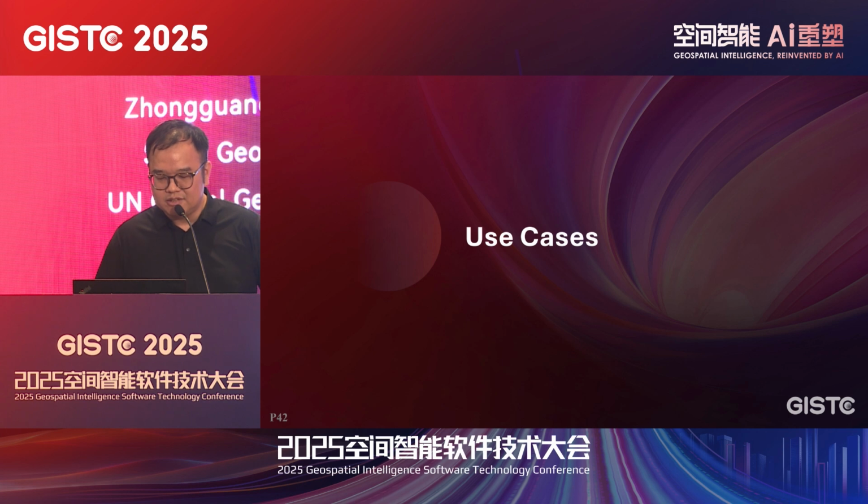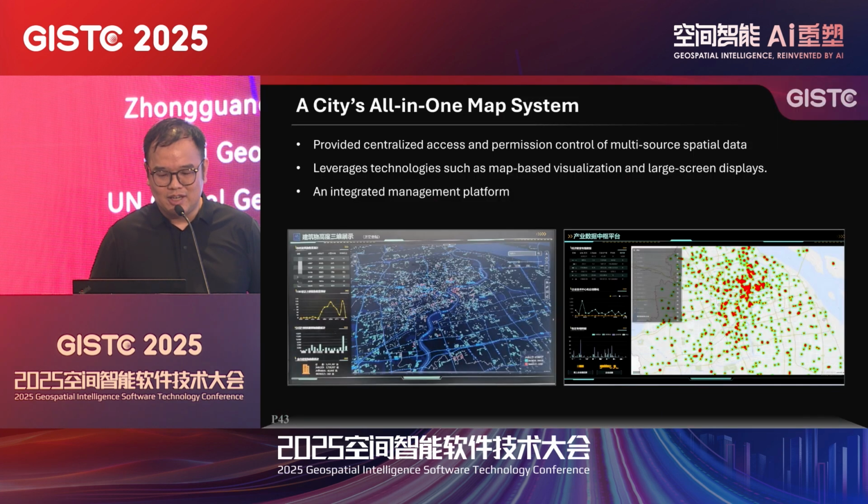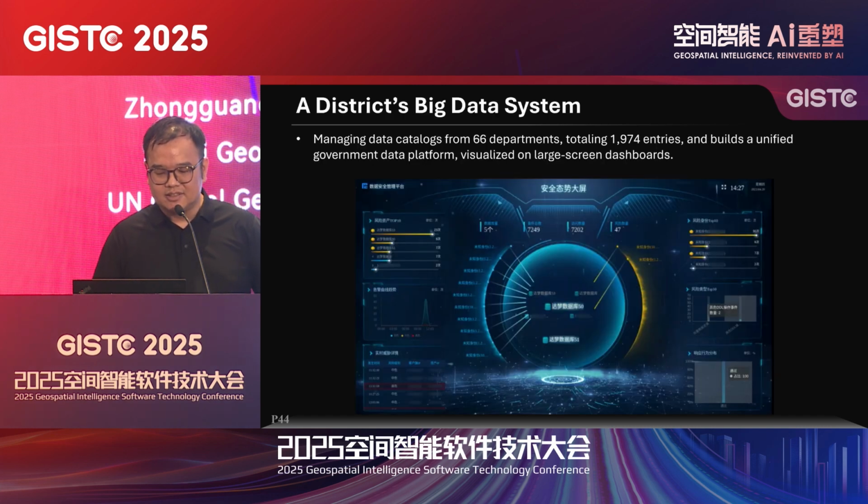So I'm going to show you some of the domestic and international use cases with our product. I think some of the speakers before me already showed some of the use of iPortal in their systems, but we have a lot of use cases. This is a city's all-in-one map system. They integrate many data sources and services, and our products serve as the foundation of this project. This is the big data system we did for a city district, managing their data from many different places, then visualizing them on a map.